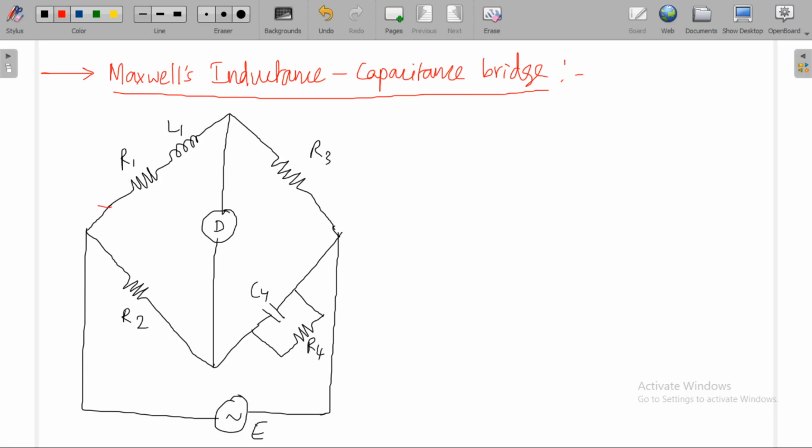The current flowing through this is I1. The current flowing through this is I2. Current flowing through this is I3. Current flowing through this is I4. Current flowing through this will be IR and this will be IC.